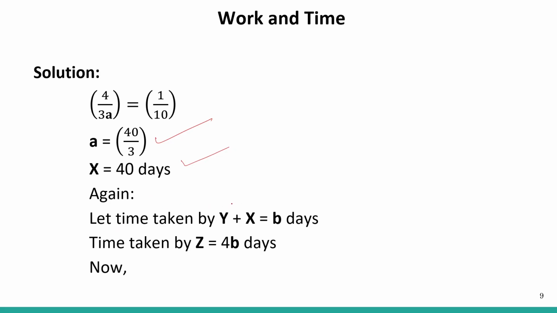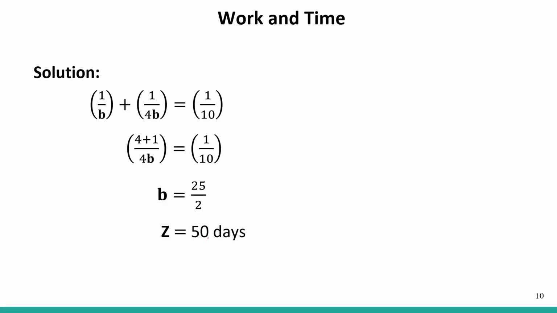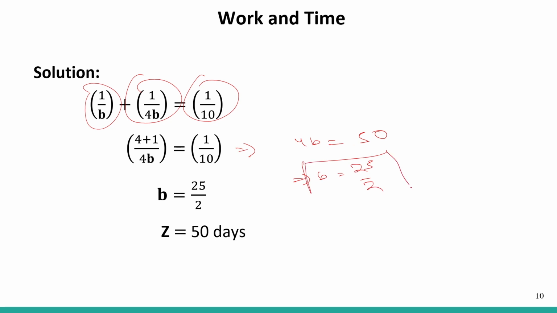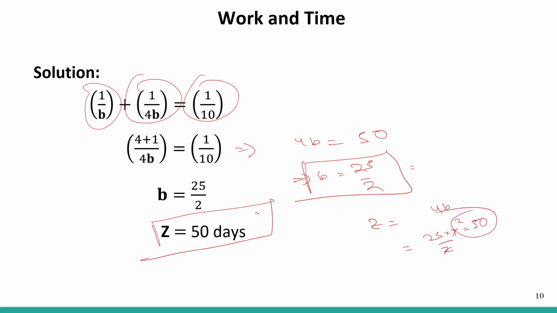Again, let the time taken by Y plus X be B days. So Z is equal to 4B days. Now 1 by B plus 1 by 4B is equal to 1 by 10. So this implies that 4B is equal to 50 and B is equal to 25 by 2. So Z will be 50 days. Z is equal to 2B, so this will be equal to 25 into 4 by 2, which is equal to 50. So 50 will be the correct answer.